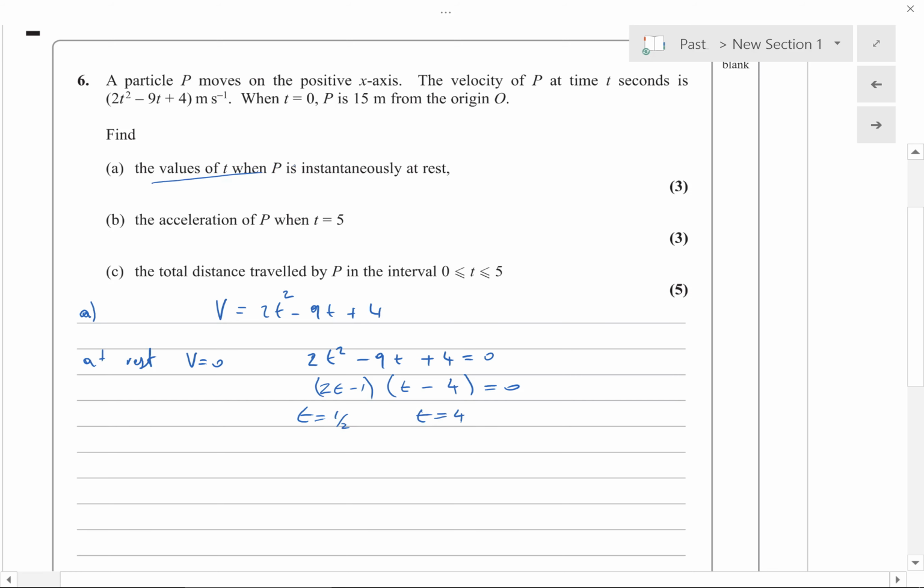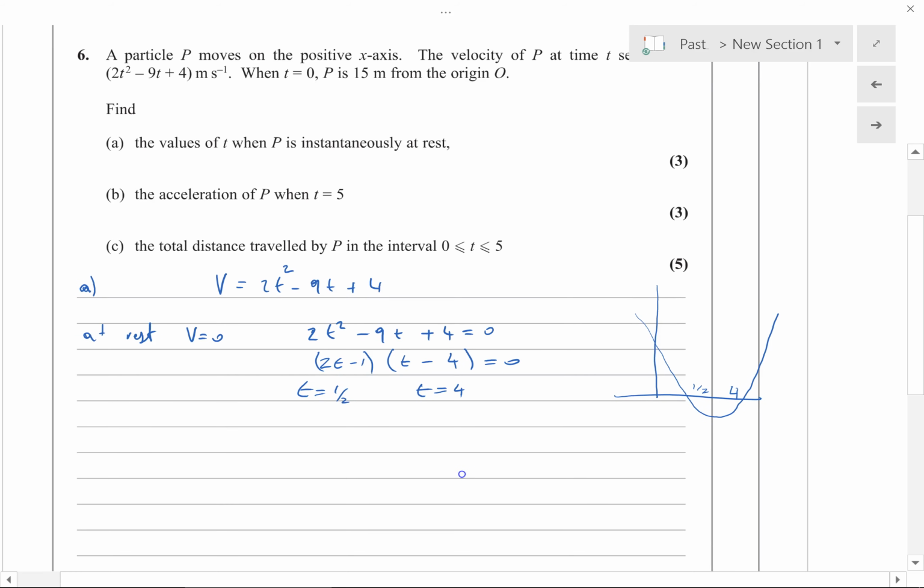It does say times when it's at instantaneous rest. So basically what's happening is we've got a velocity-time graph. It's quadratic and it's doing this, from a half to 4. Okay, so then part B is to find its acceleration when t equals 2.